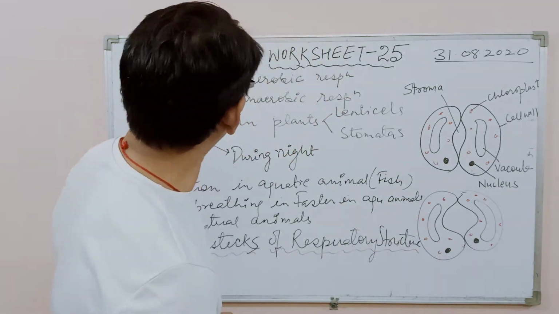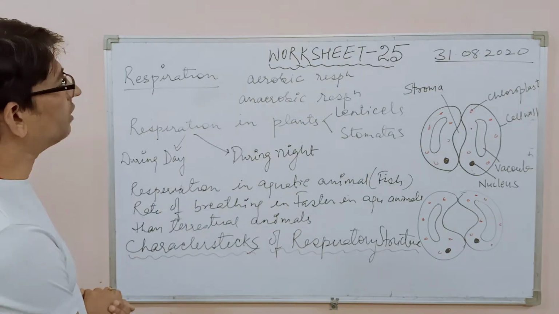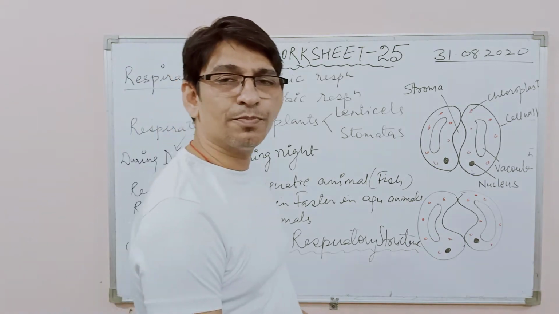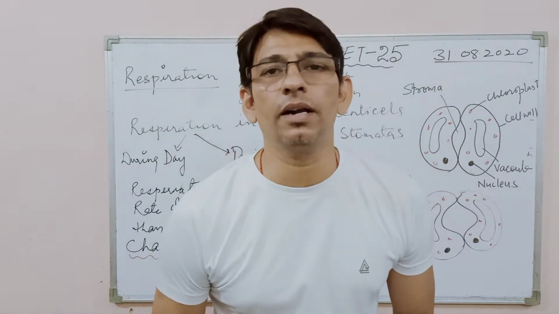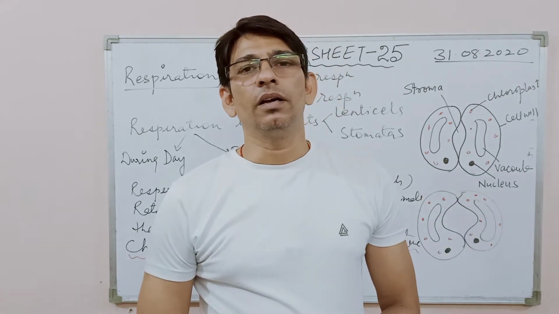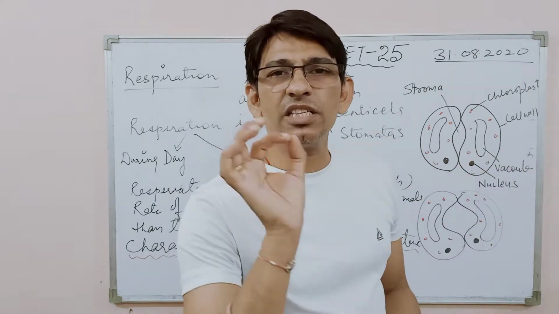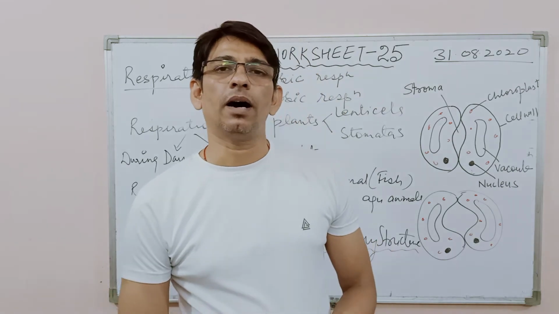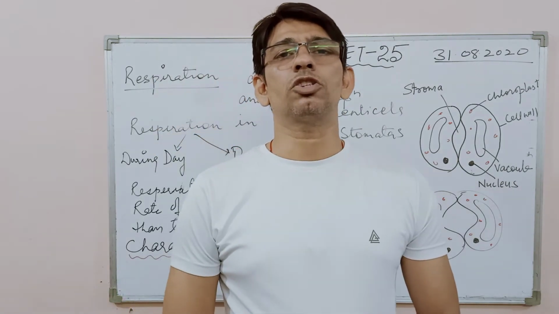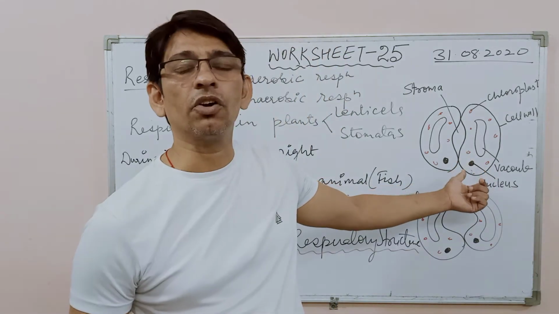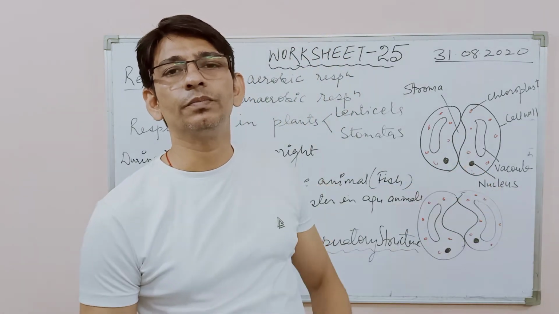Means in the worksheet, respiration in plants. How do plants respire? The main respiratory structure in plants is the leaf. Leaf contains numerous spores called stomata. Means respiration in plants takes place through stomata. The structure is being drawn on the board.